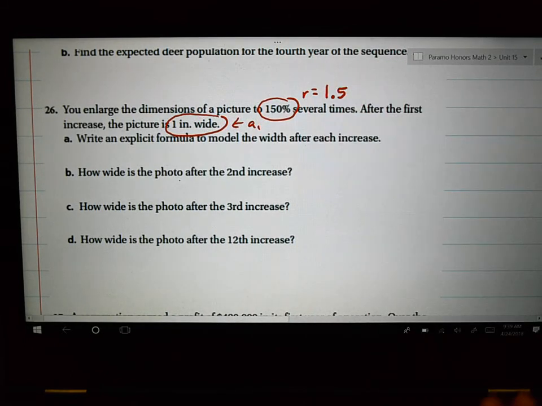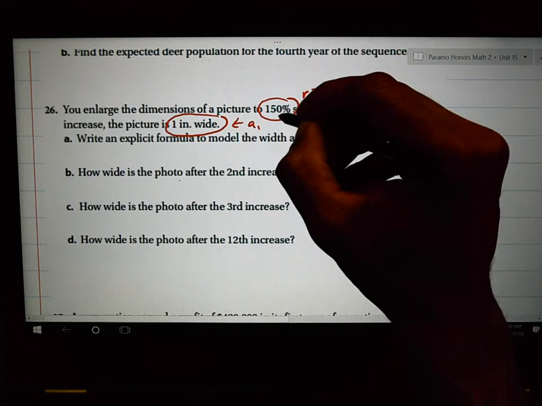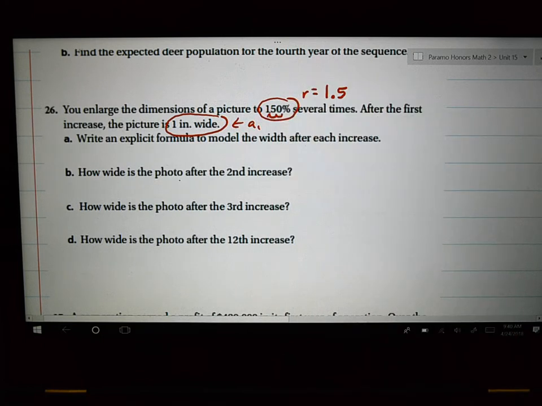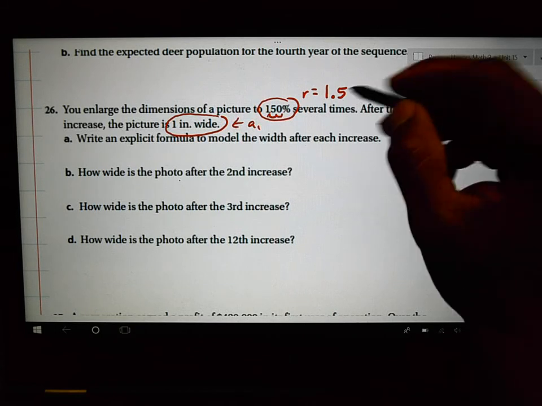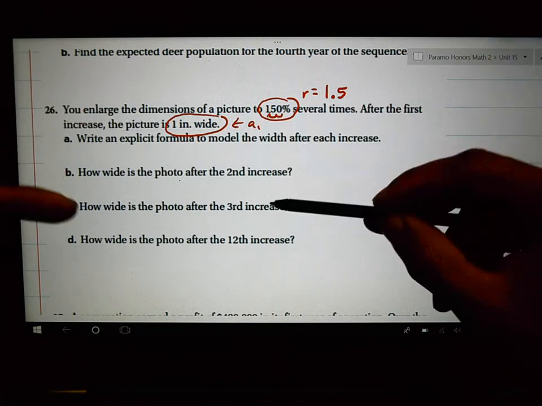If you said 1.5, then you are exactly right. If you said 150 over 100, that is the same thing. I would recommend moving the decimal place 2 places before you get your rate. 1.5 is what I would use for R if I were you. If you said 3 over 2, same thing. I say that because you're going to be using that to make your equations and figure things out.